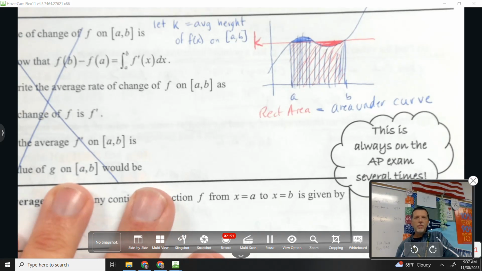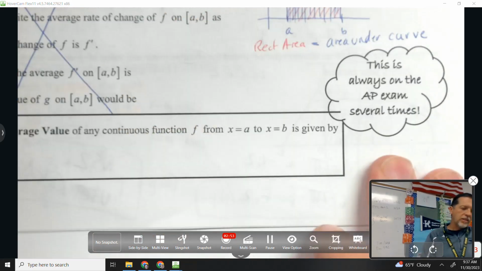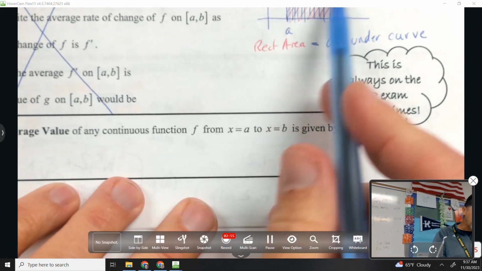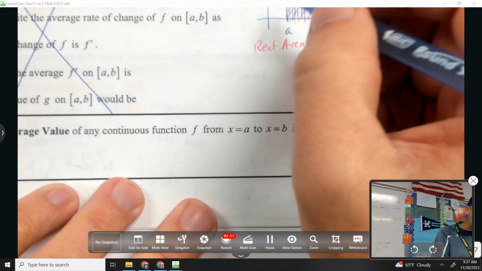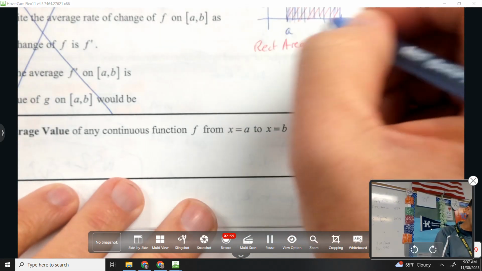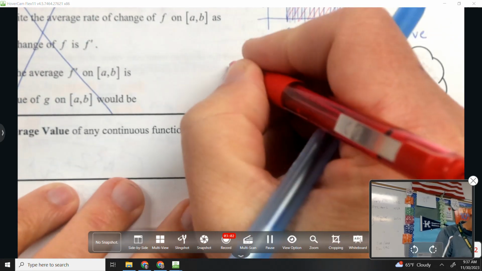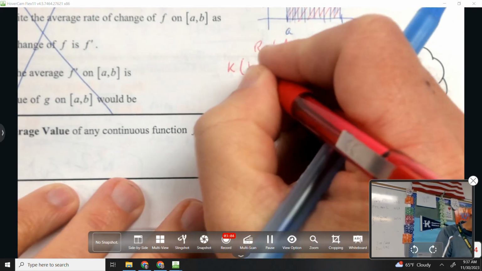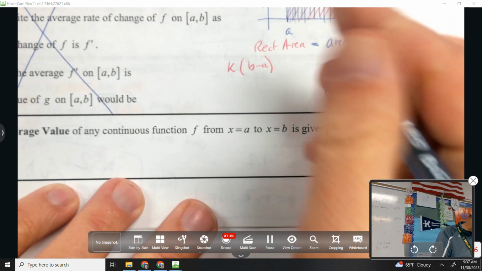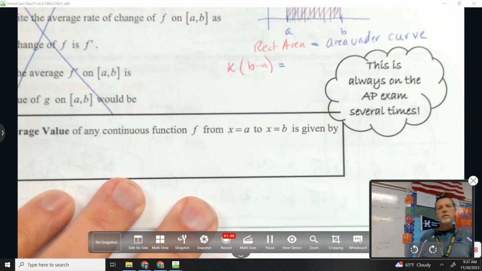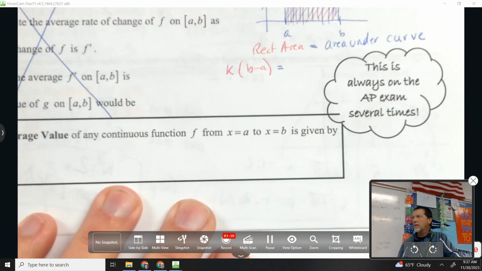Okay. Well, we can come up with a formula for each of those areas. The rectangle area, the red area, that's just a rectangle, so that's just height times width. So k times b minus a would be the rectangle area.